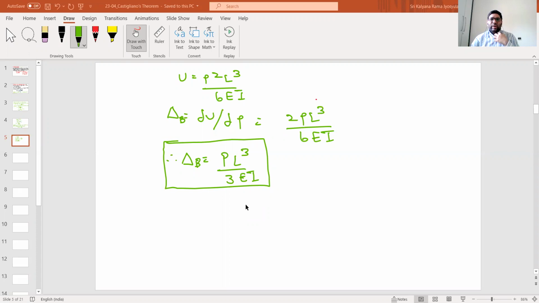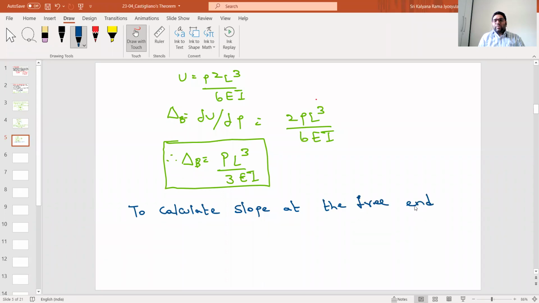Now, for example, if we wanted to calculate the slope at the free end, all of you please see carefully. To calculate the slope at the free end, what do we need? We need a moment at the free end.